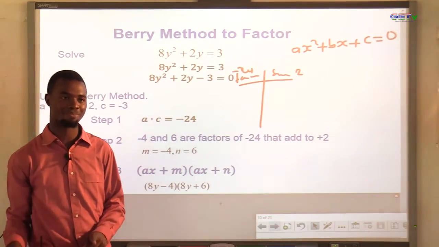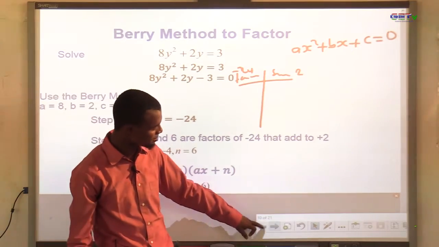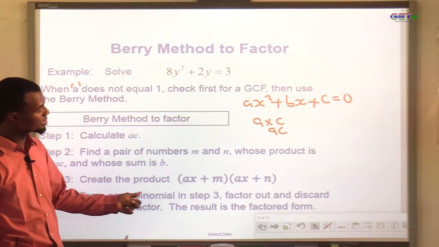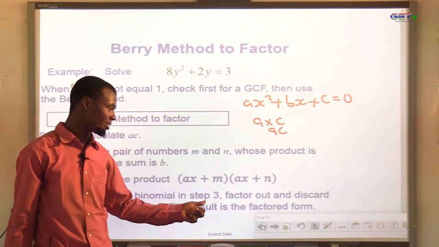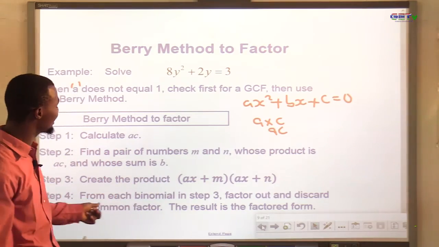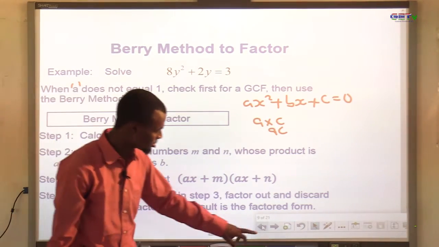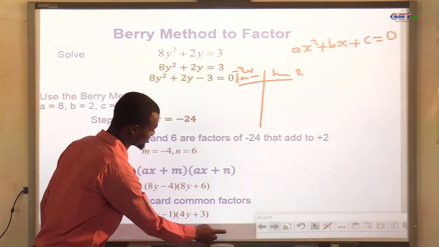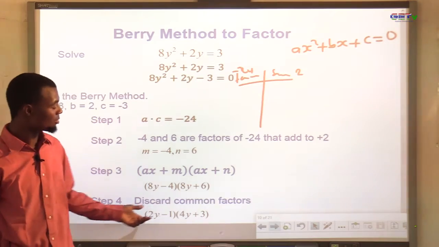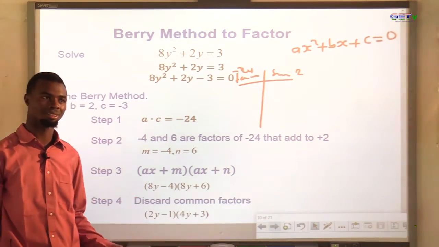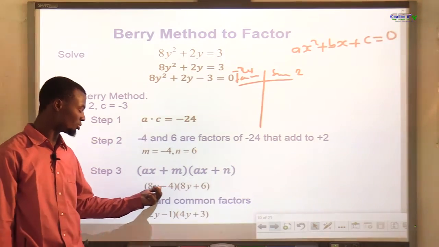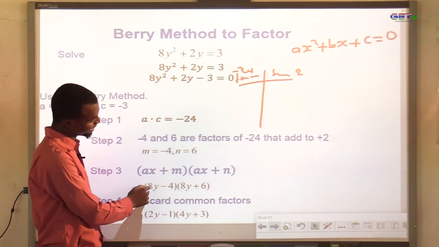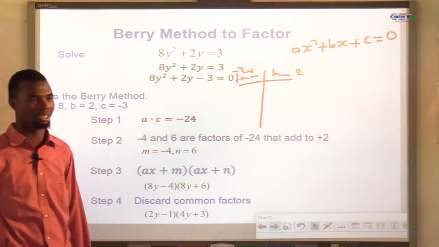Let's look at the next step. I'll go back again. That is step 4: from each binomial in step 3, factor out and discard any common factor. Let's look at that. Discard common factors. Do we have common factors of 8 and 4? We have. What are the common factors? We discard them, like a number that can go into 8 without a remainder and a number that can go into negative 4 without a remainder.